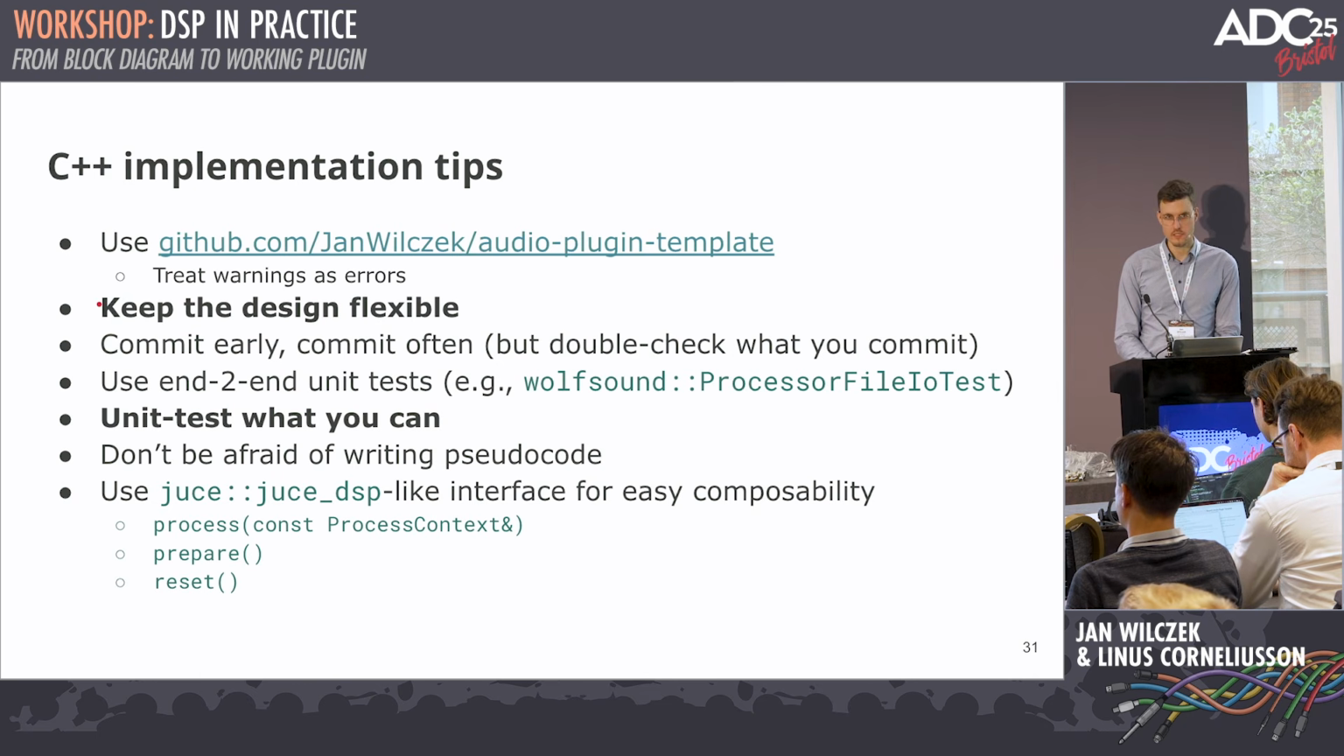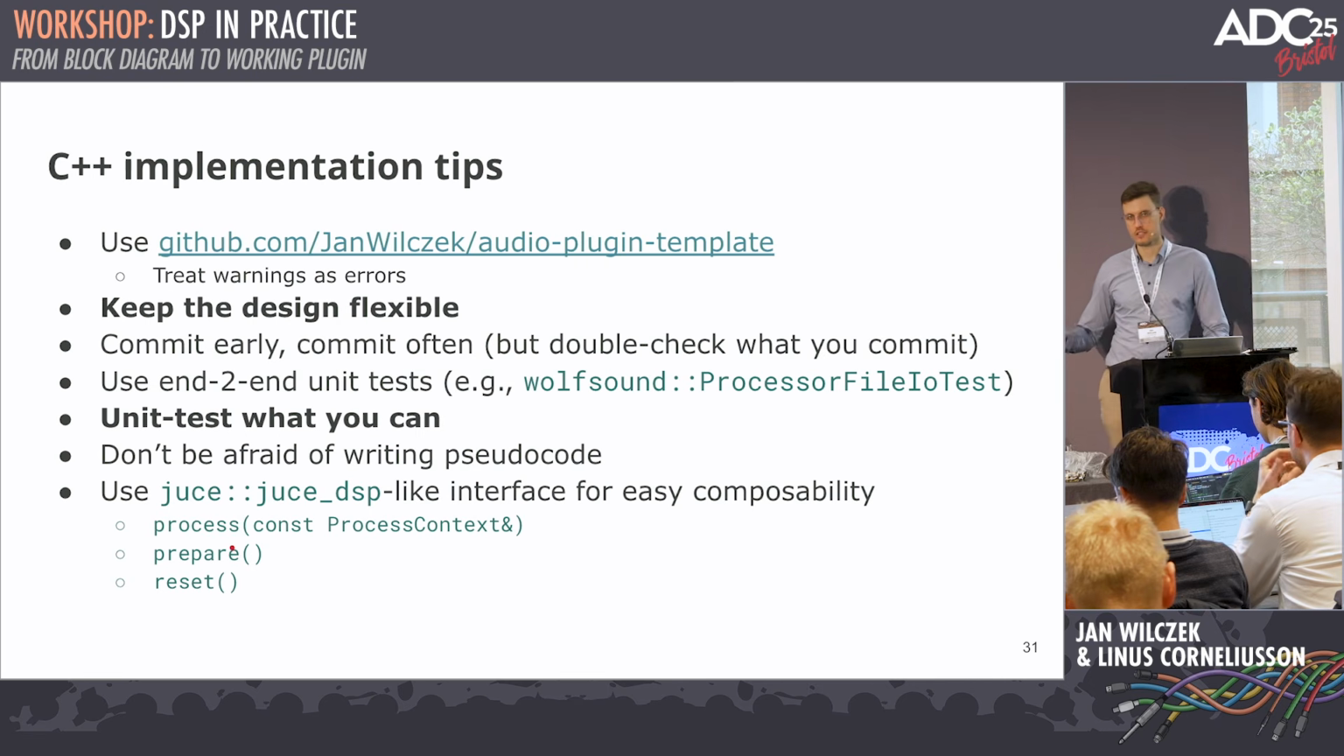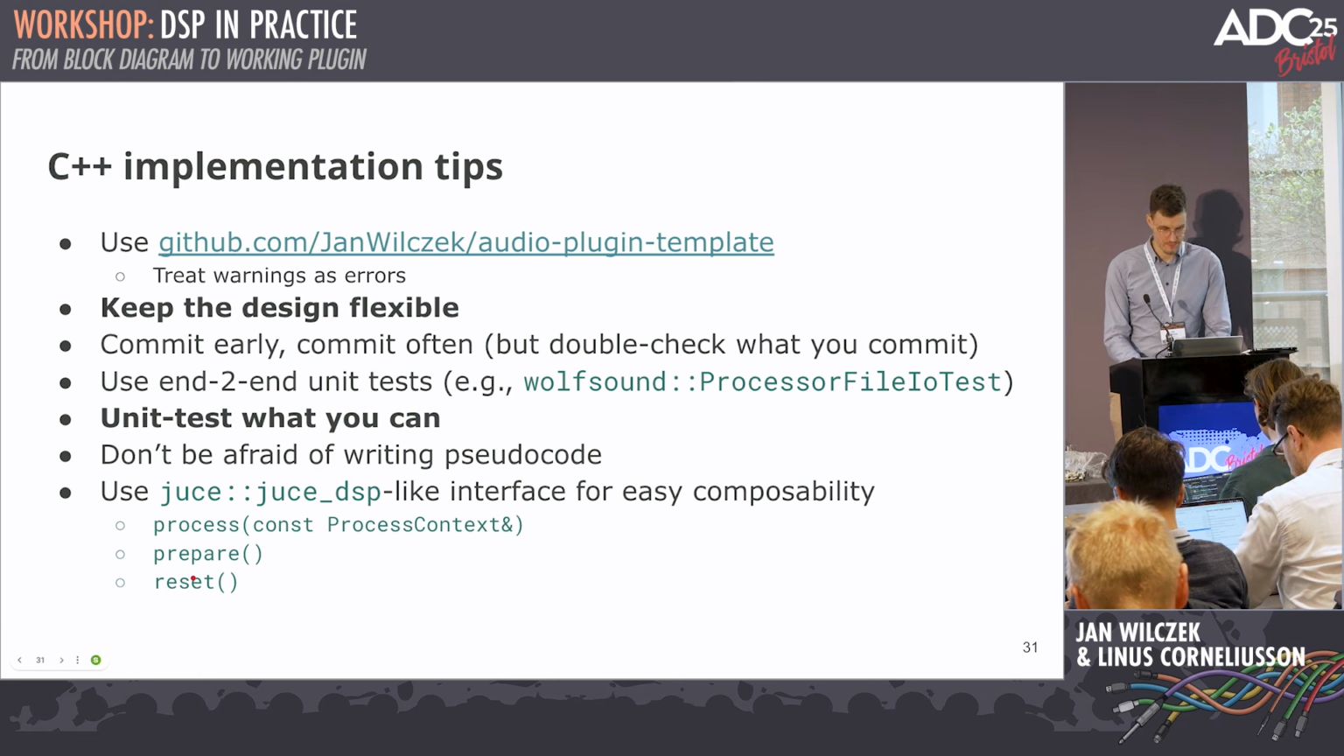So here I put some implementation tips for you. I don't want to go over them so much, but what I would like to underscore here is writing pseudocode, writing unit tests, which we'll do, treating warnings as errors. And you also see that it's useful to keep this structure in mind. So, you know, in Python, this was offline processing. We just had initialization and then processing. Here, we have initialization, we have prepare, and then processing, we have process. But we also need to remember about resetting. So what should happen when the playback stops?